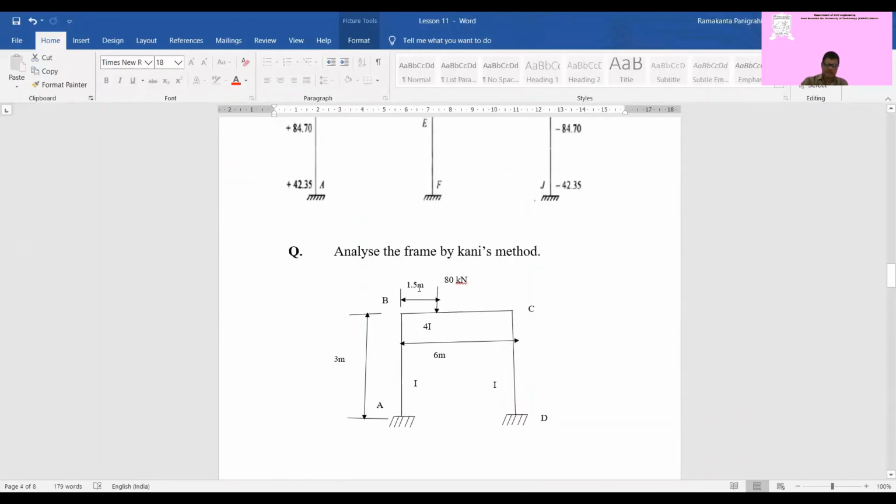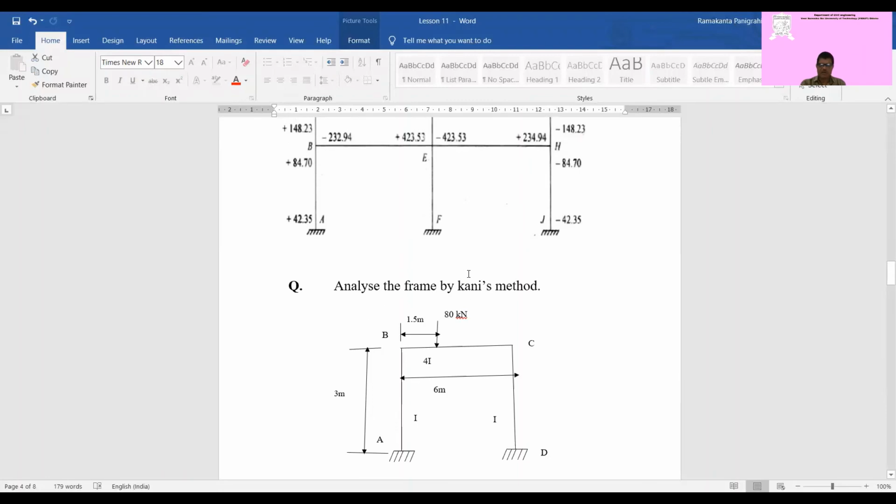So this frame also we can analyze by the Kani method, but I think there will be some sway here. So only the non-sway parts were taken to solve the problem. Had it been at the center, it becomes a sway problem, non-sway problem. So it is not symmetrical. If not symmetrical, they will be sway. We will discuss the sway frames in the next class. Okay, not going to show you.